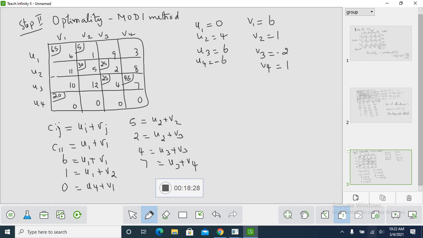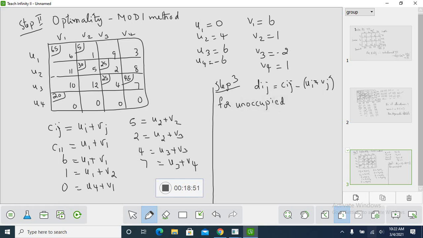Now what we have to do? That is our step 3. What to do in step 3? I have to calculate all my Dij equal to Cij minus (Ui plus Vj). For what should I calculate? For unoccupied cells. I should calculate this for unoccupied cells. So now let us calculate this. We need to find D13. So what is our D13? C13 is 9 minus (U1 plus V3). U1 is 0, V3 is minus 2. So value is 9 plus 2, equal to 11.